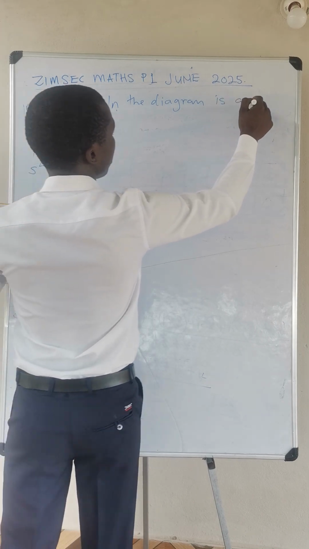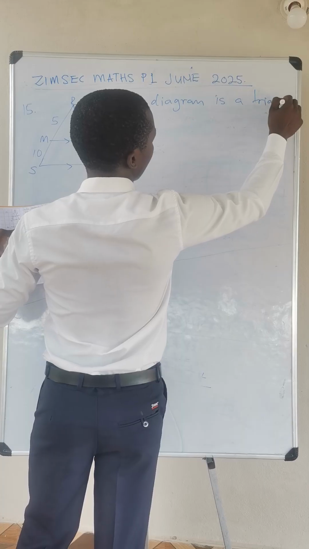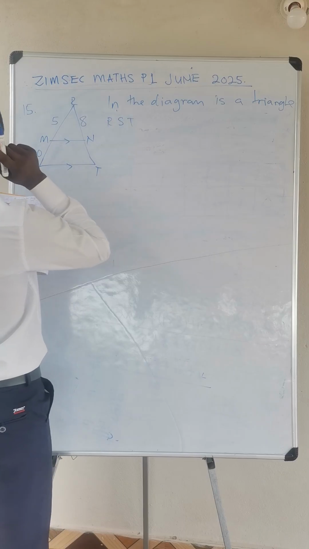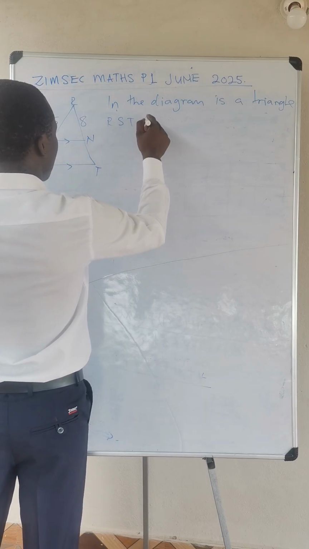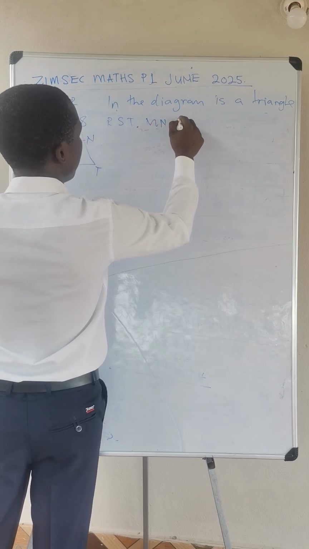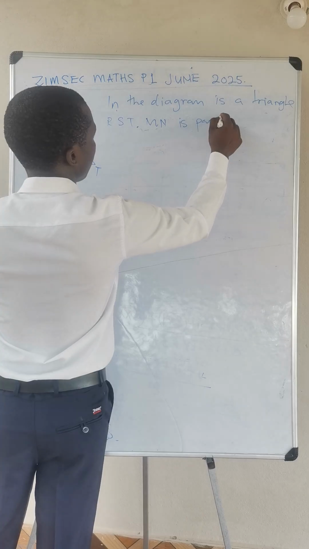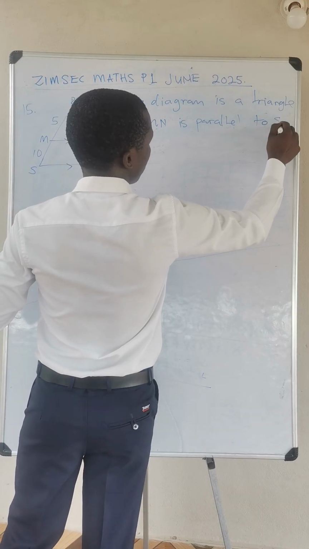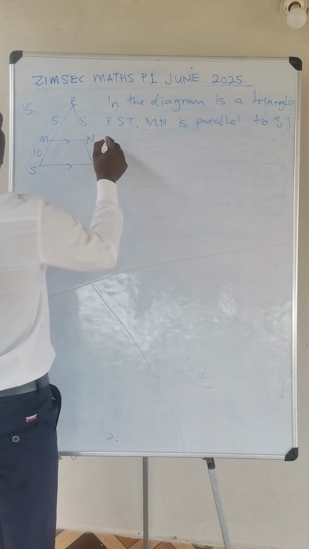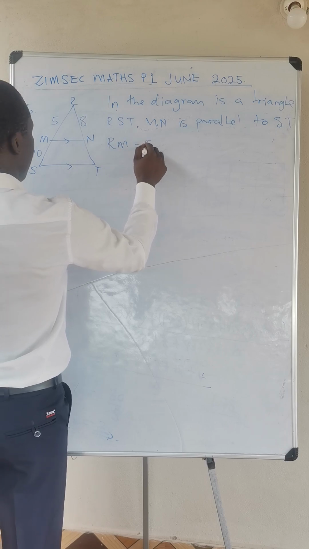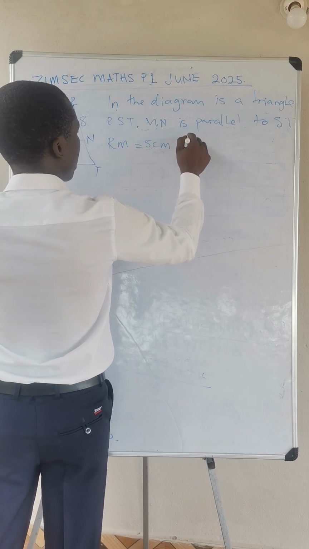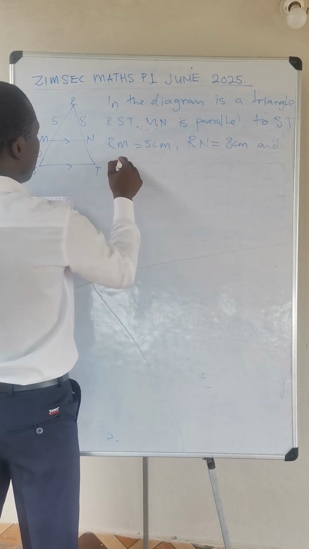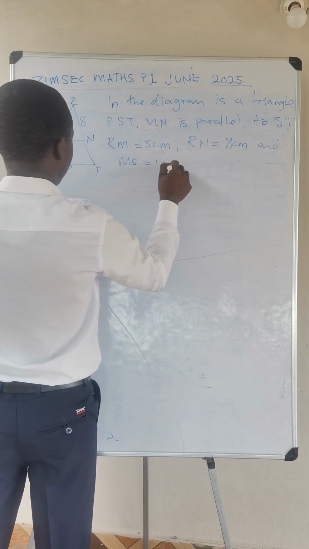Then our question is, in the diagram, RST is a triangle, as you can see. MN is parallel to ST. Then RM is equal to 5 centimeters, RN is equal to 8 centimeters, and MS is equal to 10 centimeters.